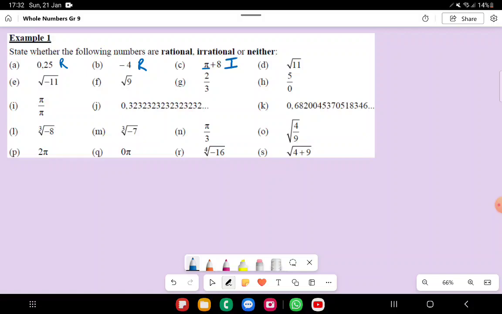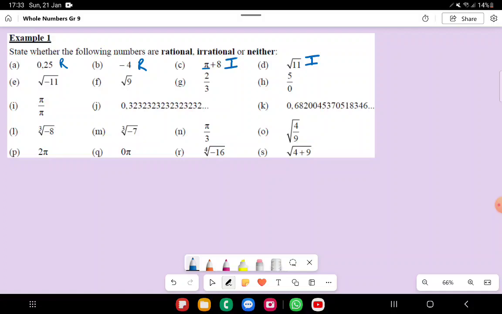Square root of 11. Now, this is different from what I said in class, so pay attention now. The square root of any number that's not a perfect square is going to be irrational. So this one is irrational, doesn't matter what the calculator says, irrational.